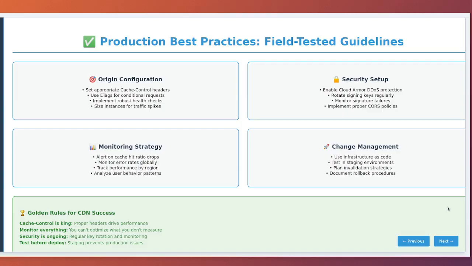Disaster recovery planning includes strategies for origin failures, CDN service issues, and security incidents. Have procedures for emergency key rotation, traffic failover, and communication with affected users during incidents.